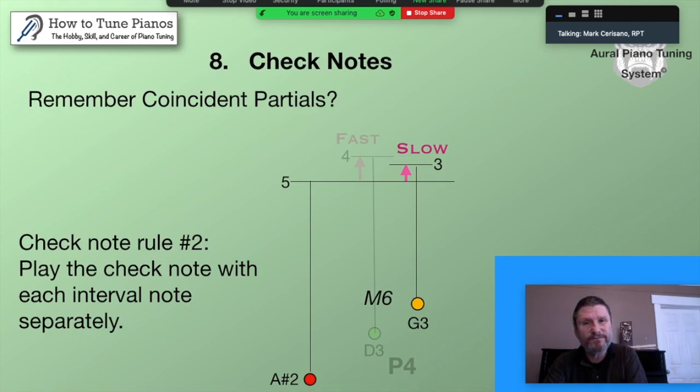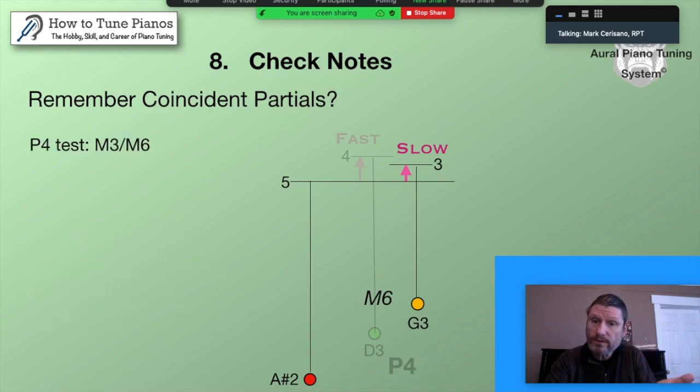You see? The top one is slower. And in order to determine the size of the interval, you need to be able to tell which one is slower. So in this particular case, we are able to determine that the test for the fourth is the major third, major sixth test.